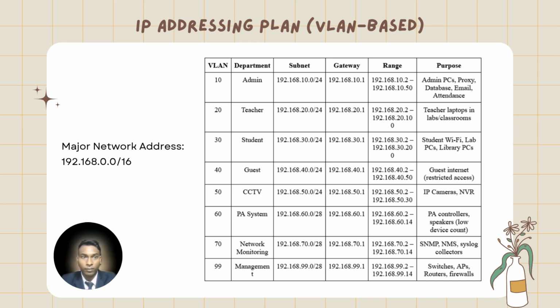and NMS, and VLAN 99 for management, 192.168.99.0/28 with a gateway of 192.168.99.1, range from 192.168.99.2 till 192.168.99.14 for switches, APs, routers, and firewalls. This detailed segmentation enhances security, reduces IP conflict, and supports the school's diverse operational needs.